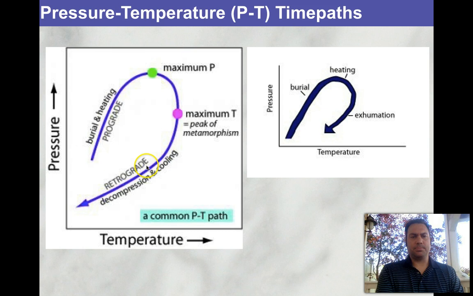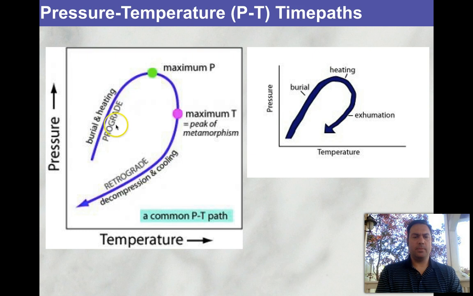So let's go back to this pressure, temperature, time path. Here we can actually see a rock that would be under extreme pressure and heating would actually hit its maximum pressure before it even hit its maximum temperature. So this would be our zone of peak metamorphism right here.